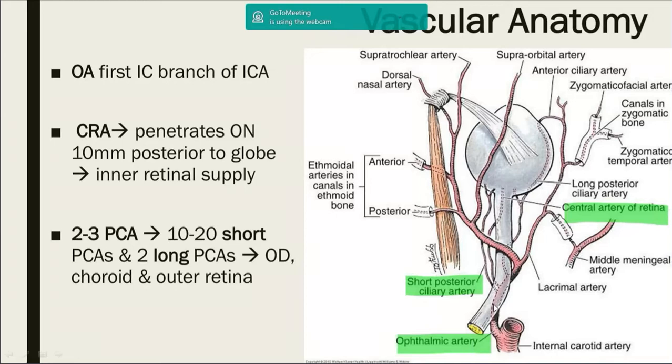Apart from that, the ophthalmic artery also gives rise to posterior ciliary arteries, which are 2 to 3 in number. And these posterior ciliary arteries give rise to 10 to 20 short posterior ciliary arteries. They're called short because they supply just the posterior part and their course is short. And there are 2 to 3 long posterior ciliary arteries which course forward near the anterior chamber. So that's why they're called long posterior ciliary arteries.